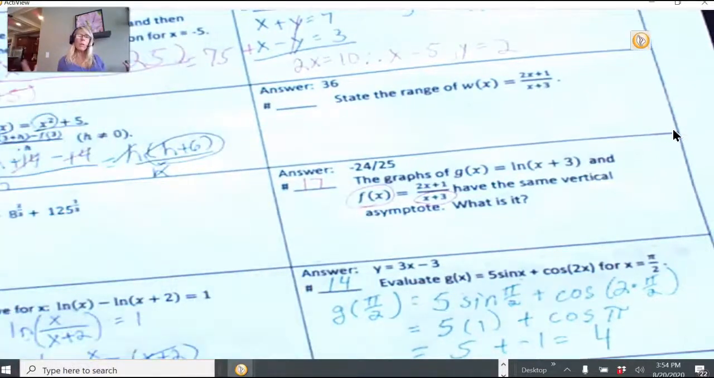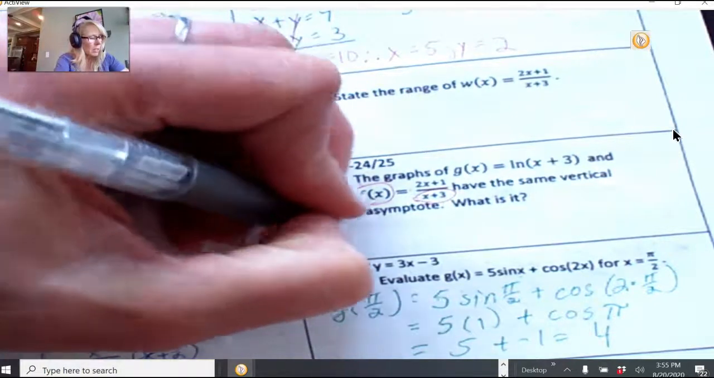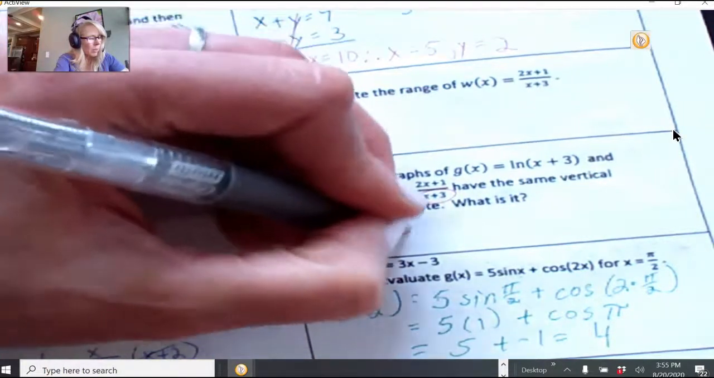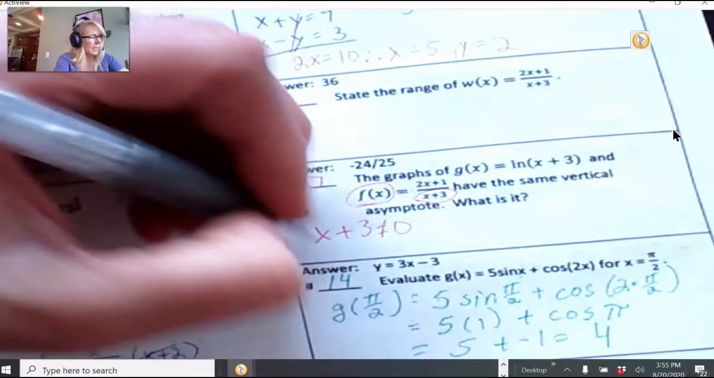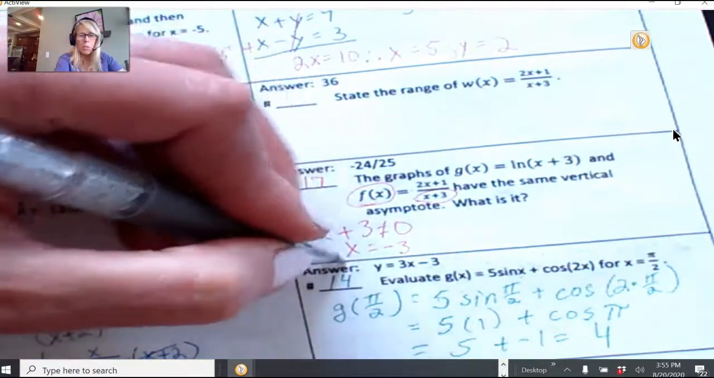And remember, vertical asymptotes have to do with the domain, what our x values cannot be. That's the limitation to our domain. So I always look for where my x values would not work in a problem to find our vertical asymptotes. The denominator can't be equal to 0. So x plus 3 cannot be 0. That means x cannot be equal to negative 3. That tells me that I have a vertical asymptote at x equals negative 3.